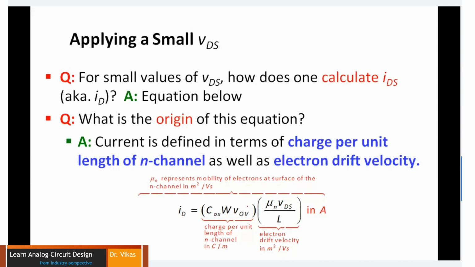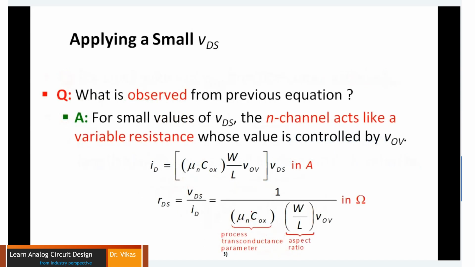If I club all these things and rearrange this entire equation, ID can be represented as mu n Cox W by L VOV times VDS. This can be further simplified in terms of VGS as mu n Cox W by L VGS minus VT times VDS. This is basically for a small value of VDS. All this entire equation I'm writing for a small value of VDS.